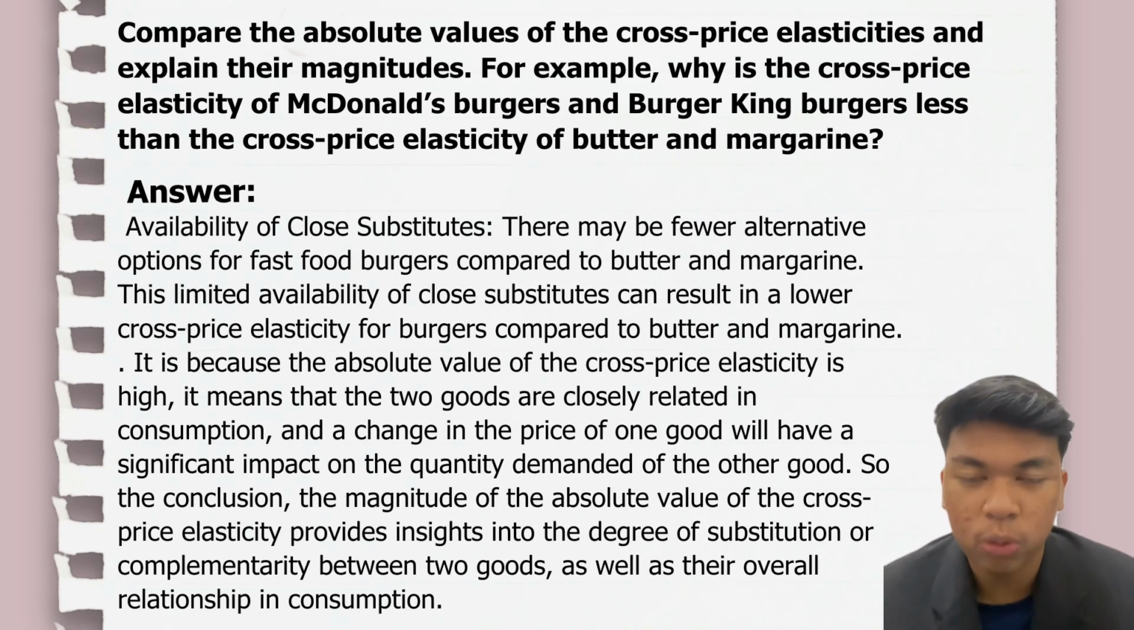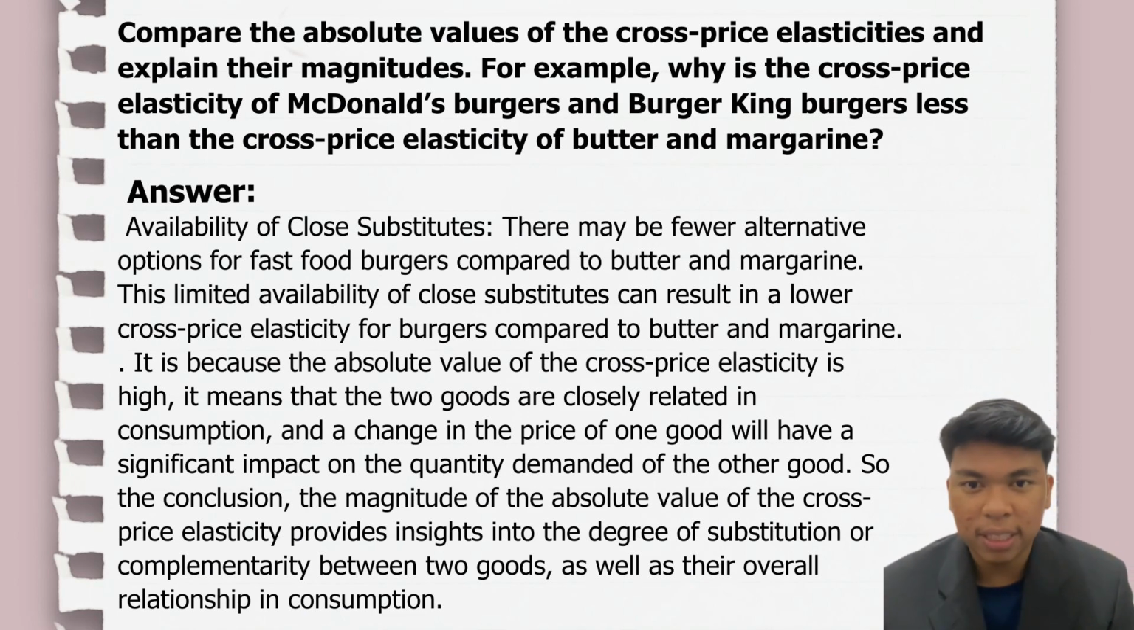Okay, let's move to the second question. Compare the absolute value of the cross price elasticity and explain their magnitude. For example, why is the cross price elasticity of McDonald's burger and Burger King burger less than the cross price elasticity of butter and margarine? In this answer, I will give one point, for example, which is the availability of close substitutes. There may be fewer alternative options for fast food burgers compared to butter and margarine. The limited availability of close substitutes can result in a lower cross price elasticity for burgers compared to butter and margarine.